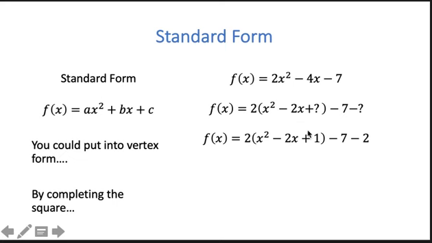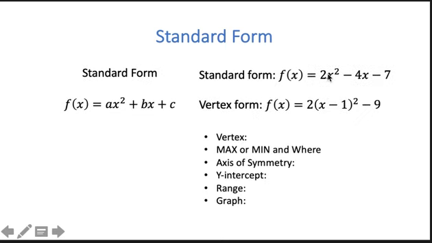So what I add inside the parenthesis is half of 2. Half of 2 is 1, and then square that number, and 1 squared is 1. So I'm adding 1 inside, but I'm really adding 2, since 2 times 1 is 2. So I'm going to subtract 2 on the outside of the parenthesis. So I end up with 2 times (x minus 1) squared minus 9. We had standard form, and this same equation written in vertex form looks like this.